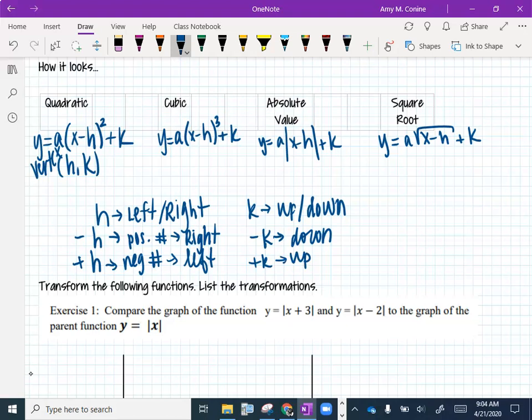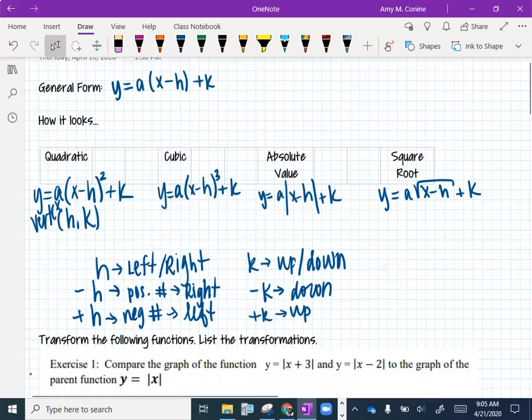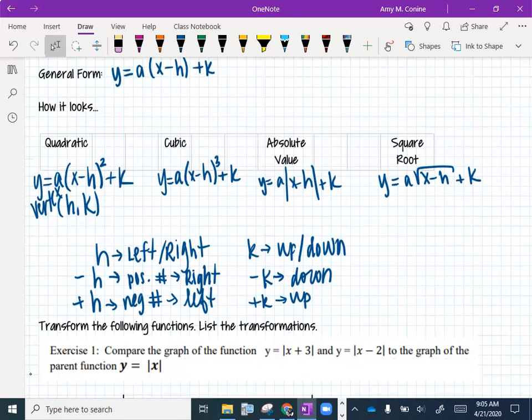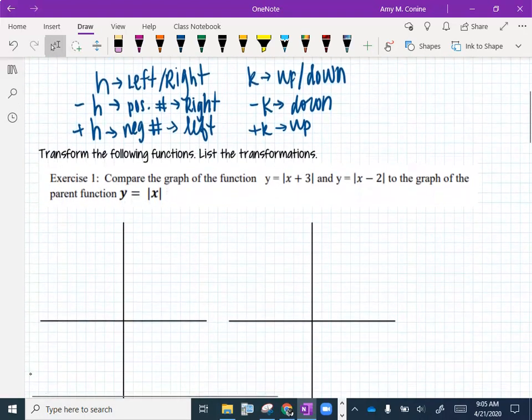Those are the two main things we're going to talk about in this particular lesson. You've got left, right, and up and down. So we're going to do translations with that. In another note section, we'll talk about a, and we'll talk about reflections and things like that. So using this information, we're going to transform the following.